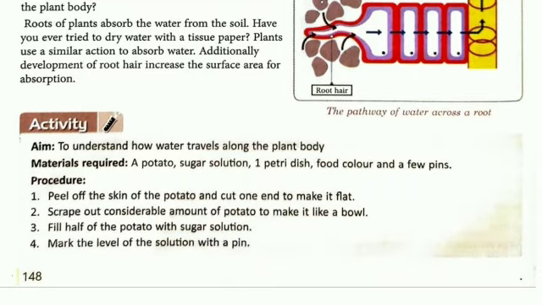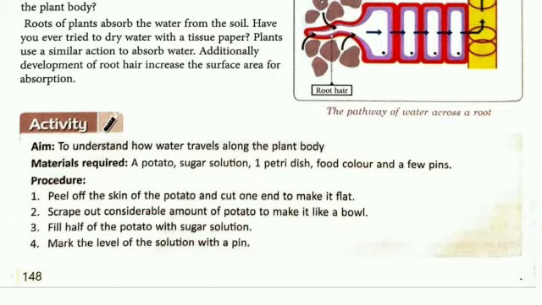Activity: to understand how water travels along the plant body. Material: a potato, sugar solution, petri dish, food color, few pins. Potato, you know, sugar solution. Petri dish is a simple glass disc to put anything in it. Food color and few pins.